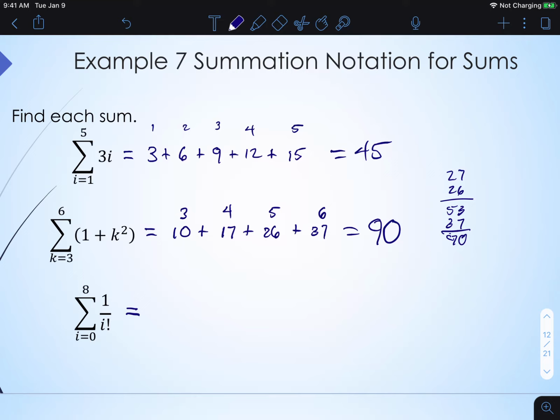So this one has a starting index of 0, and so we're going to have a 0th term, and that 0th term is going to be 1 divided by 0 factorial. That's just 1 over 1, and so that's 1. So the next one is going to be the first term, so that's going to be 1 divided by 1 factorial.